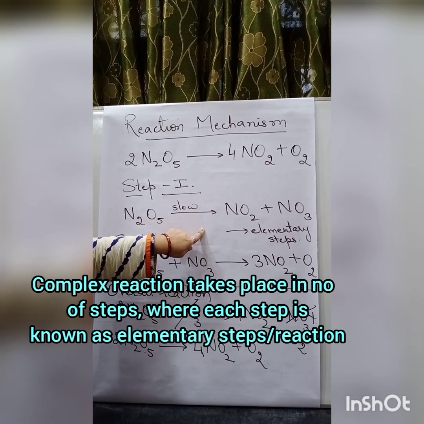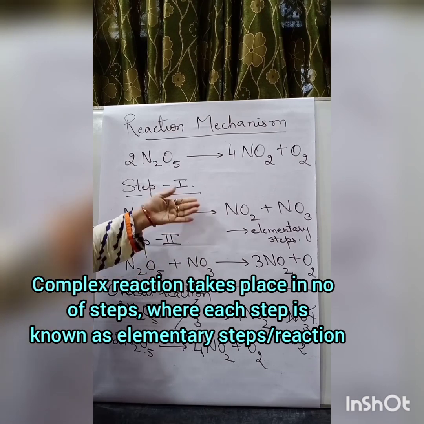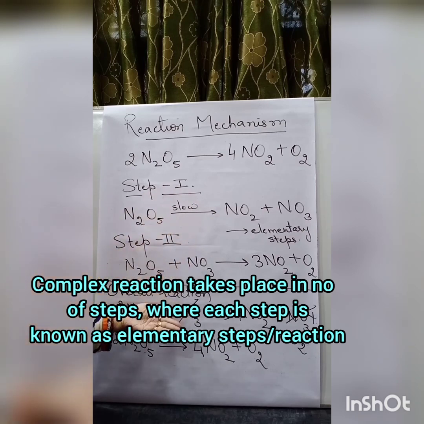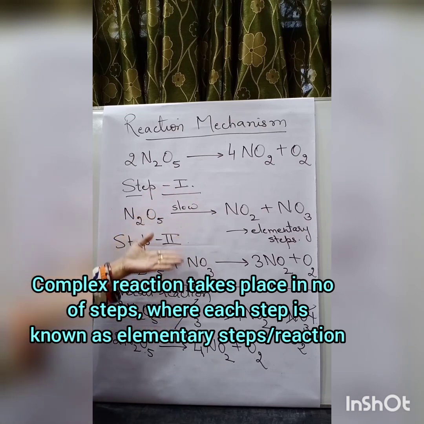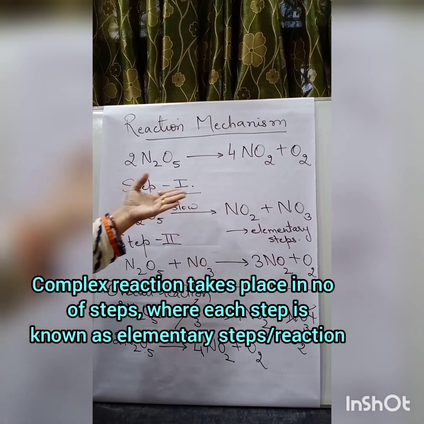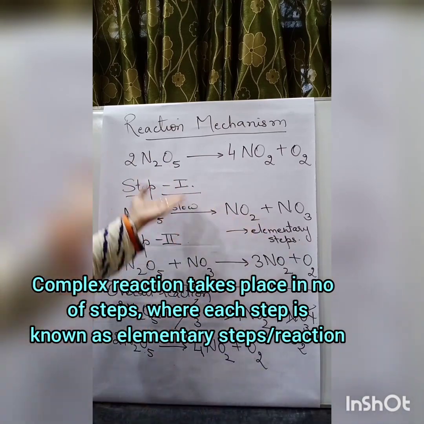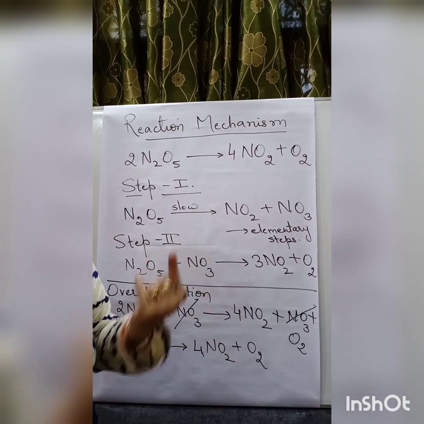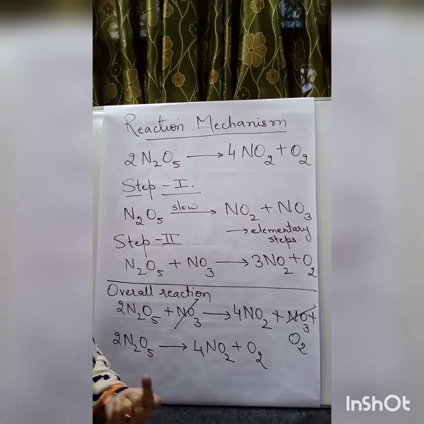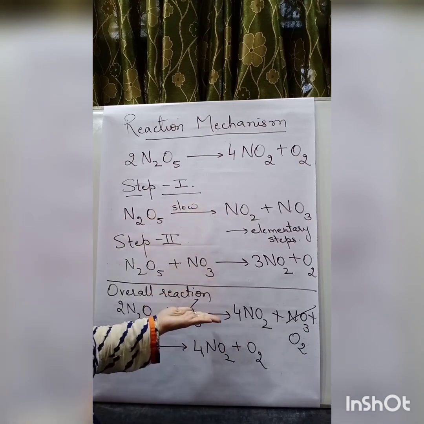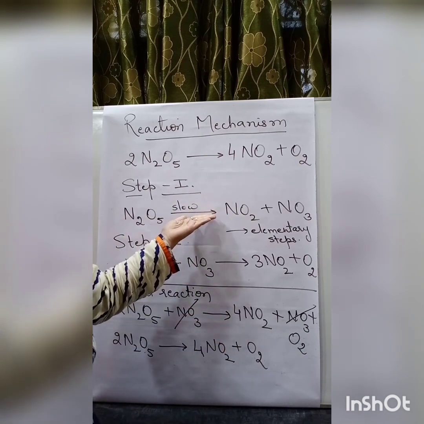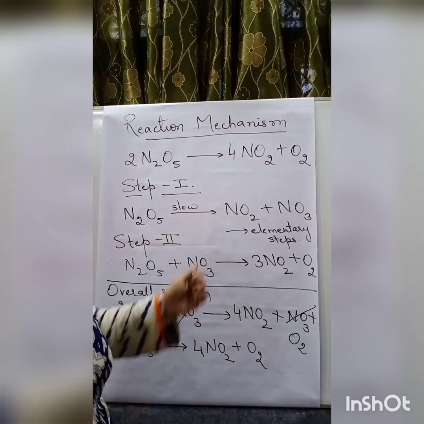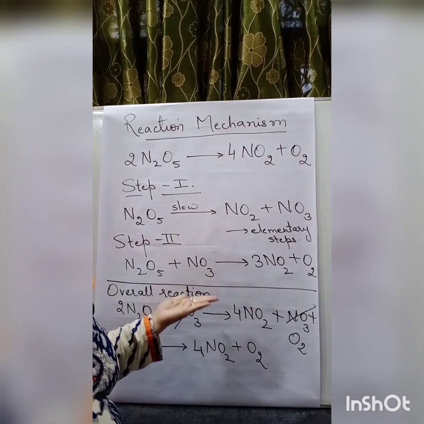Sometimes a question is asked, define elementary steps. So the reaction which takes place in a number of steps, each step is known as an elementary step, and such a reaction is known as a complex reaction. Simple reaction means the reaction which takes place in one step. Complex reaction means the reaction which is taking place in a number of steps, or we are having a number of elementary steps, that is called reaction mechanism.